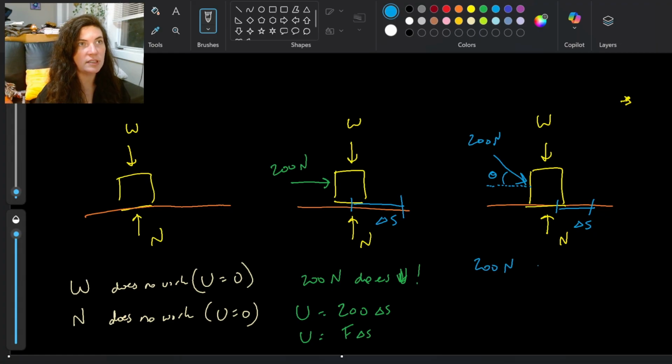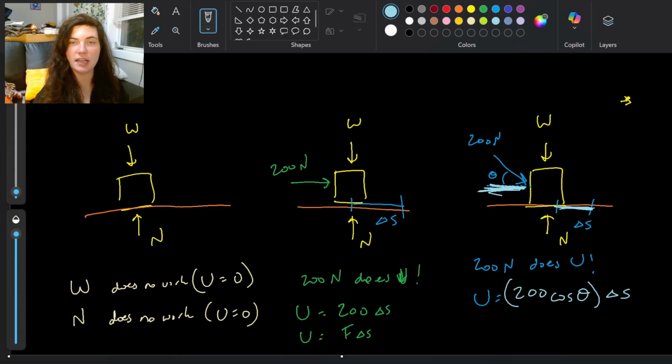So here the 200 Newton force still does work, but it's not entirely the full 200 Newton. If we were to calculate it, we would only want the component of that 200 Newton force that's in the same direction as displacement. So I only want this X component of my force here, and that's going to be 200 times cosine theta, only the X component of that force because that is in the direction of the displacement, times delta S. So in this case, instead of F delta S, we have F cosine theta delta S.